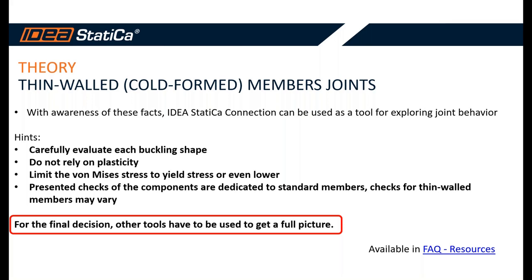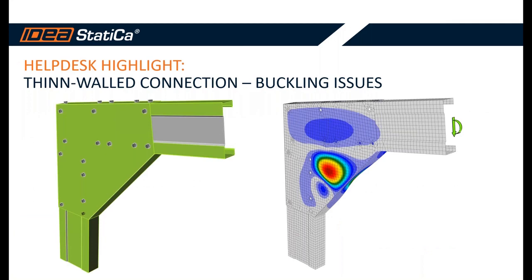The presented checks of the components are dedicated to standard members. As engineers, you already know that checks for thin-walled members may vary and they have a different code. And the last thing, for the final decision, other tools have to be used to get a full picture. You can find this in our frequently asked questions in our resource center if you are interested in deeper knowledge of that. So right now, let's jump right into the example in the application, and we can go through that.